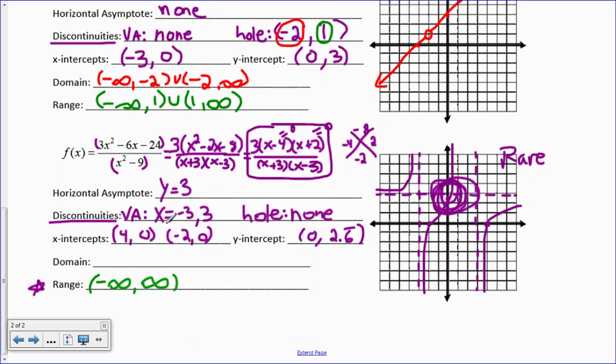Now, the domain, however, there are not going to be any special cases for the domain. It works the same way every time. So again, I need to use these guys and the hole if I had one, but I don't. So for the domain, it is going to be interrupted by both -3 and +3.